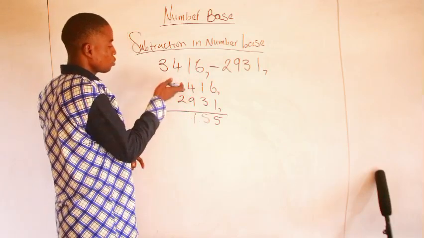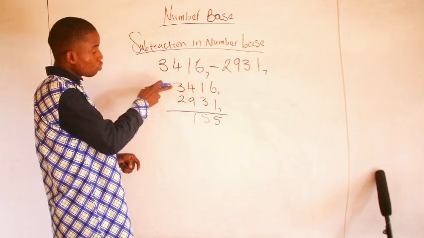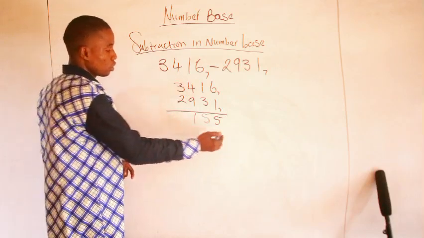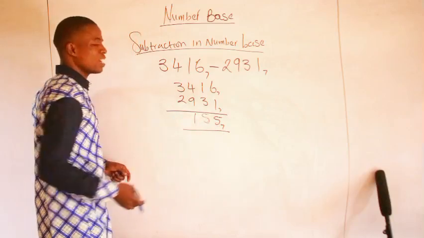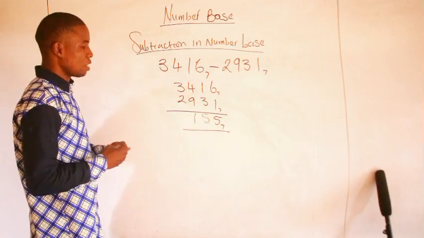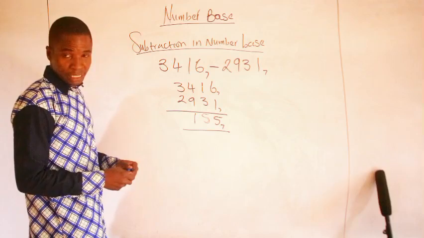1. And this one, minus 2, this one remains 2. 2 minus 2 is what? 0. The answer is this. Very simple, you see. Let us look at another one.